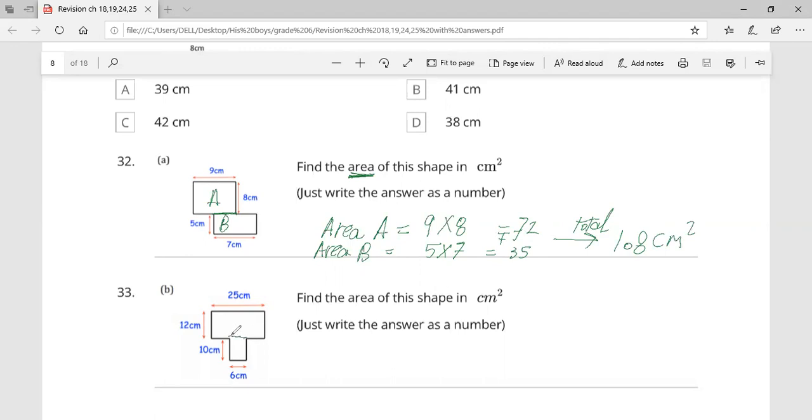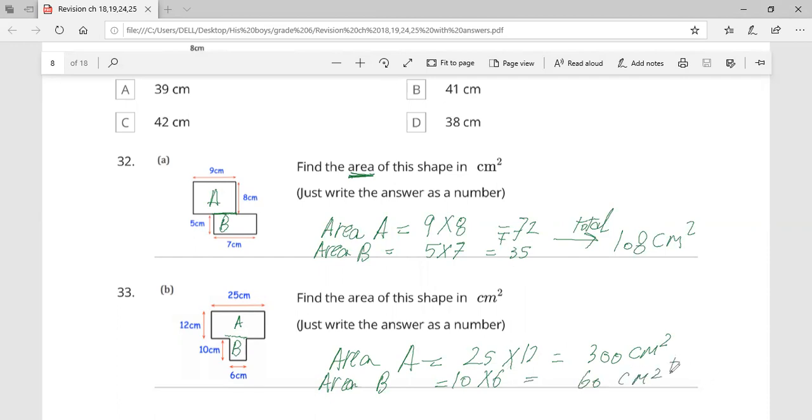Find the area, we have to divide it. Here is A and here is B. Area, shape A, you have to multiply 25 multiplied by 12. We get 300 centimeter square. And the area B, you just multiply 10 multiplied by 6. We get 60 centimeter squared. We have to add, we get 360 as a total, as we said before. Here is the total. Yes.